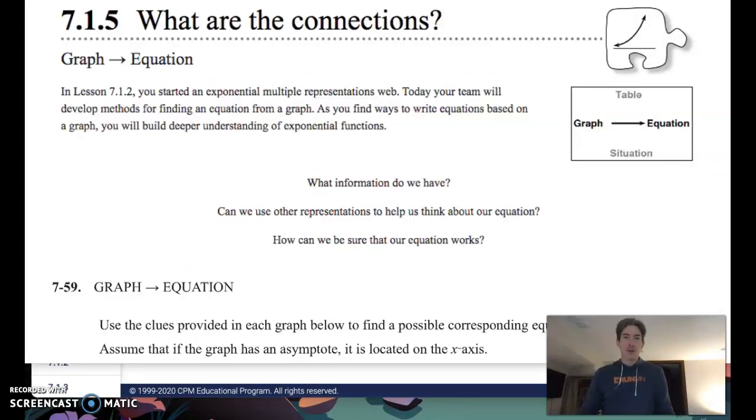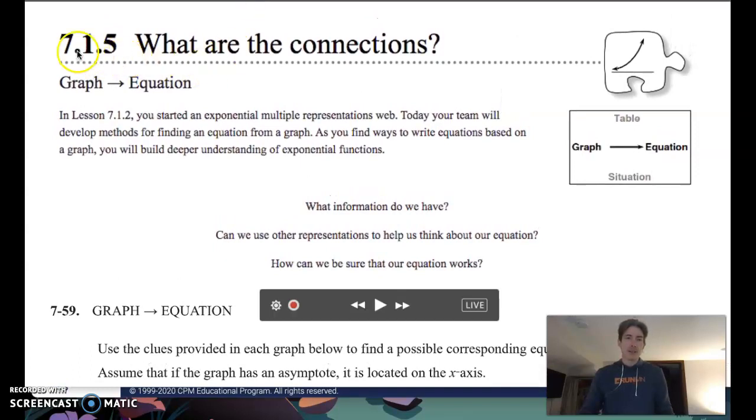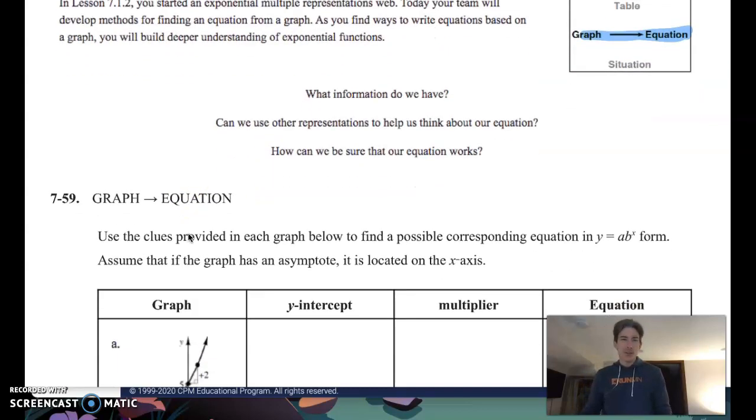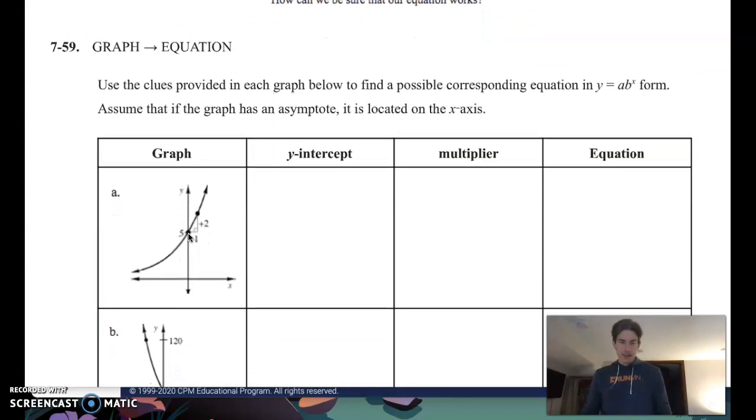I put together some notes for us, and again, you see some things from section 7.1.5. We're asking, what are the connections between the graph and the equation? And we can see the specific part of the web that we're going to focus on today is the graph and the equation, okay? I took the material from the book and modified it slightly to fit it into a table, so we can organize our thoughts around some of these things that we're seeing.